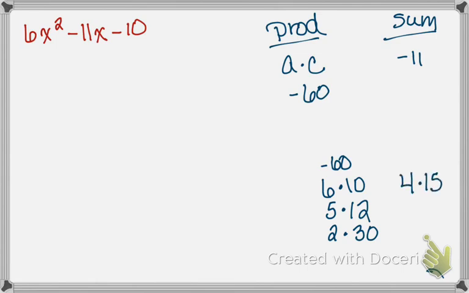What I'm looking for is one positive number and one negative number. I'm looking for the difference of those two numbers to be the negative 11. So when I subtract their absolute values, I'm going to get 11. So which one of these fits that? 4 and 15. Okay? So now I have to decide, is the 4 negative or is the 15 negative? Tell me why. Yes.